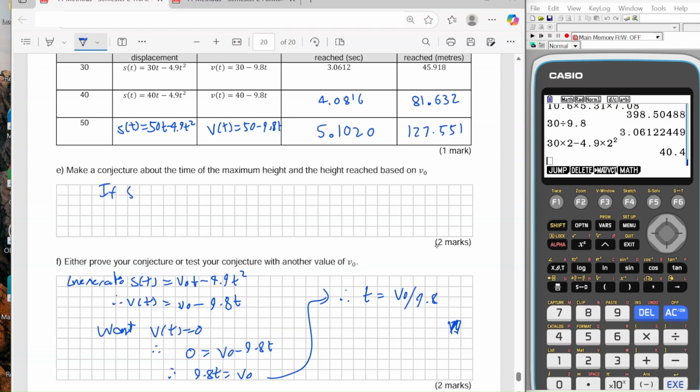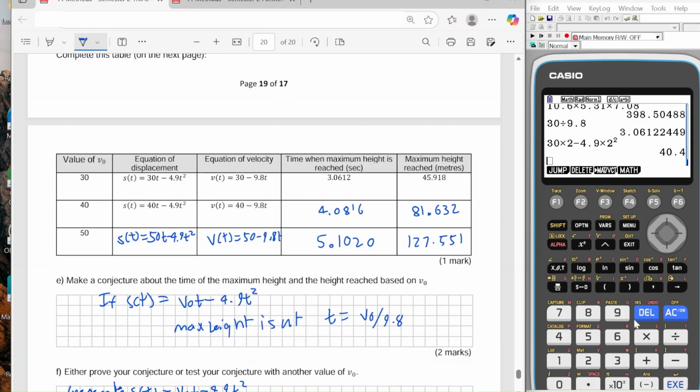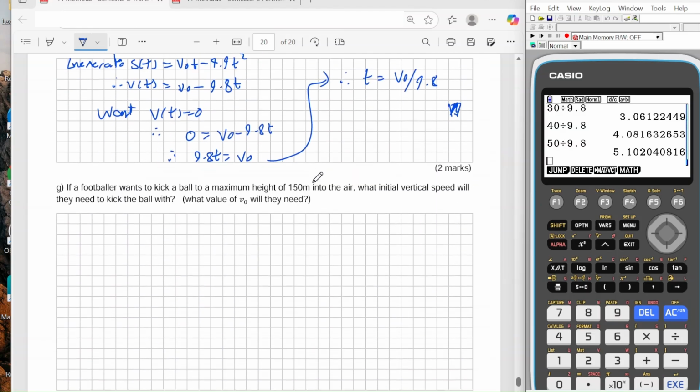So if S of t is v naught t take 4.9t squared, then max height is at t is v naught over 9.8. Now, let's check that we're correct. Our first one was 30 over 9.8, and yes, that gives us 3.06. The next one should be 40 over 9.8. Yes, that gives us 4.08. The next one is 50 over 9.8. And wouldn't you know it, it gives us the correct number there for the table.